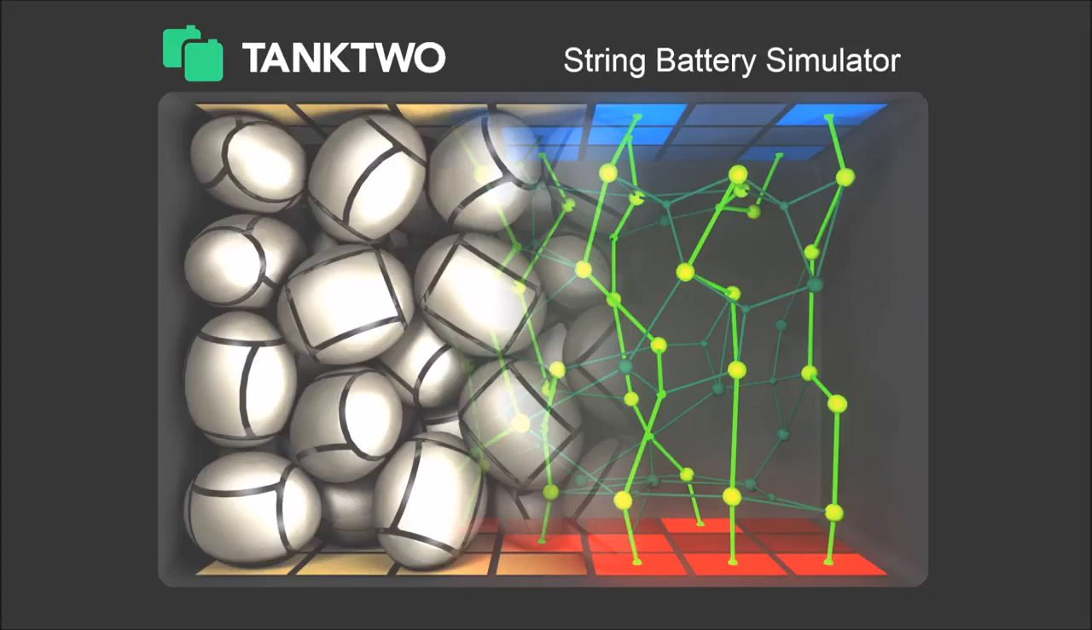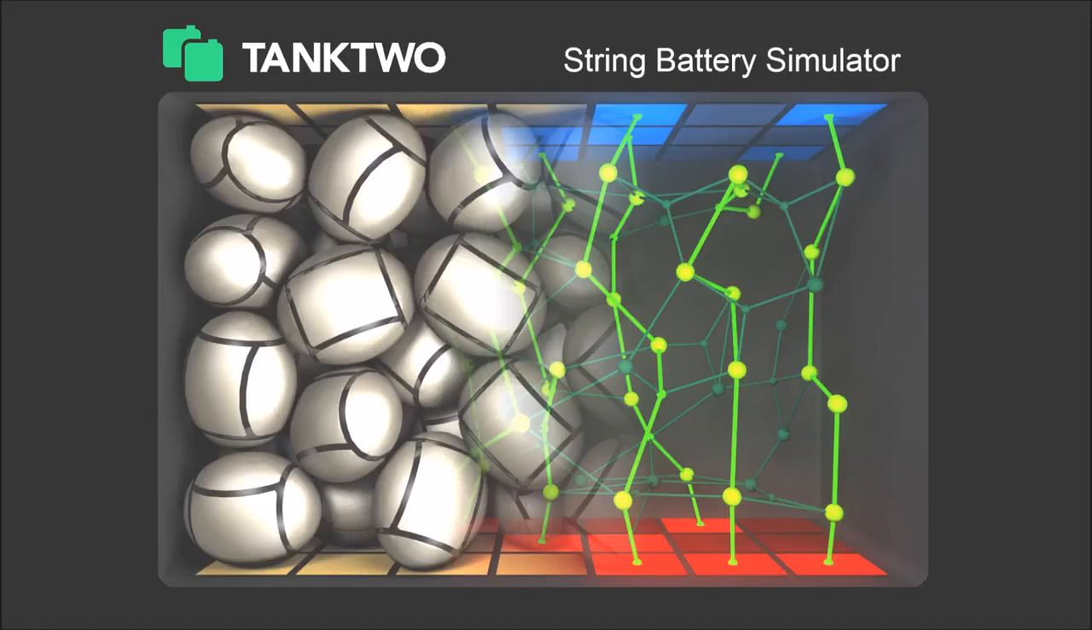String batteries are based on completely new battery technology that is targeted especially for electrical vehicles. String batteries offer a lot of benefits compared to traditional batteries, like much lower cost, extremely fast charging, and short design cycle for new batteries.